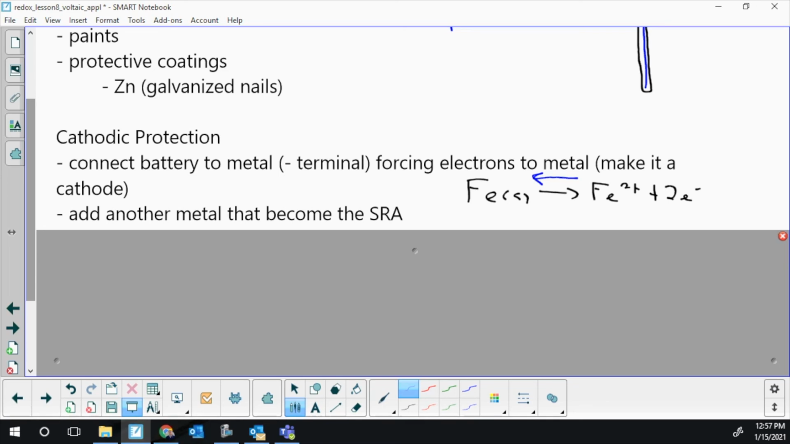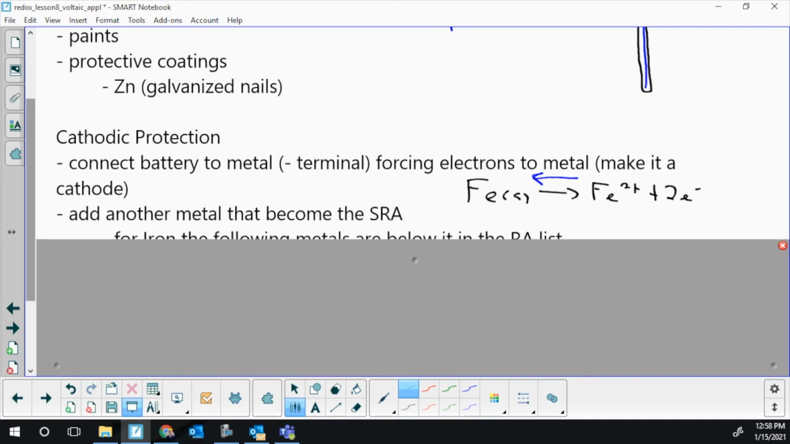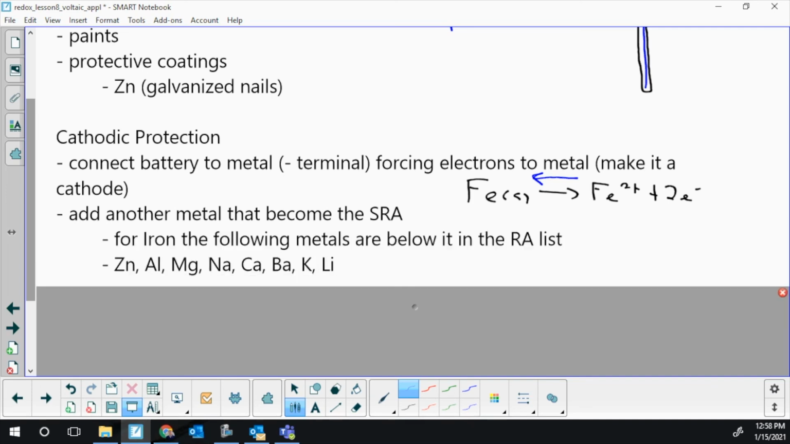We got zinc is below. If I have zinc attached to a tank, the zinc's the strongest RA, not the iron. The zinc reacts, the iron's fine. So I got zinc, chromium, aluminum, magnesium, sodium, calcium, barium, potassium, and lithium are all metals that are better RAs than iron, that will react instead of the iron.